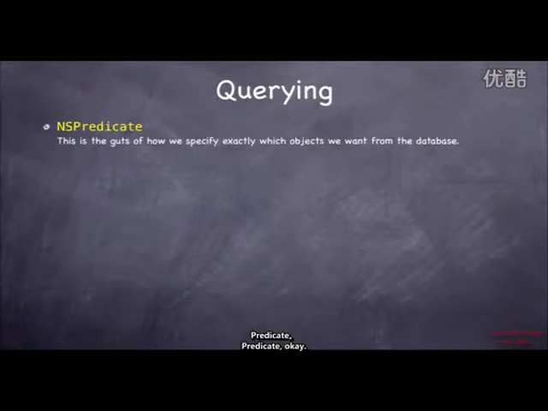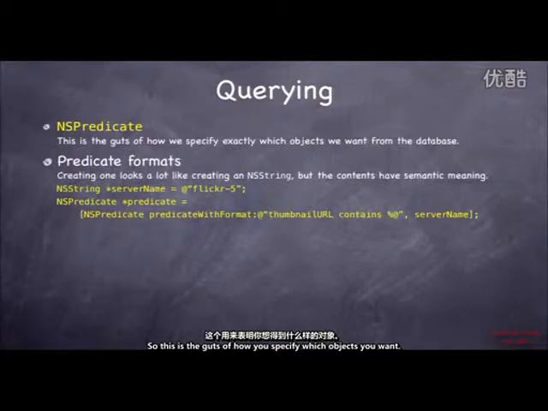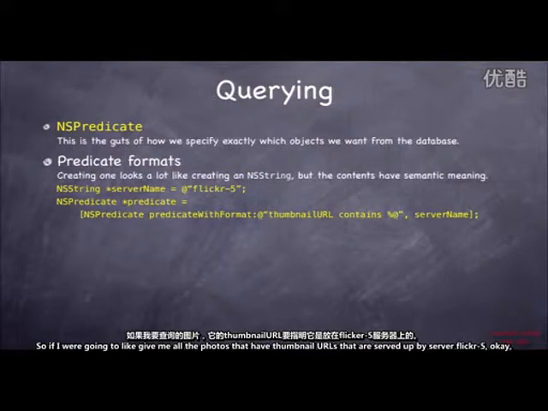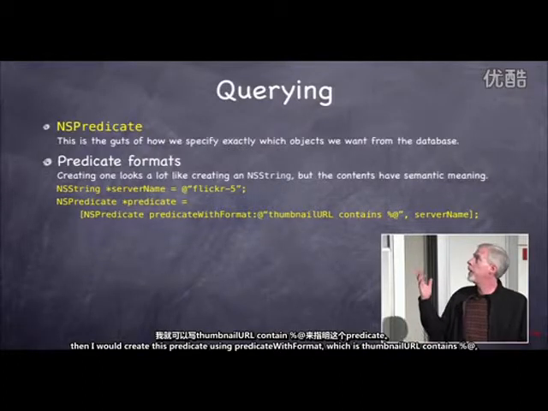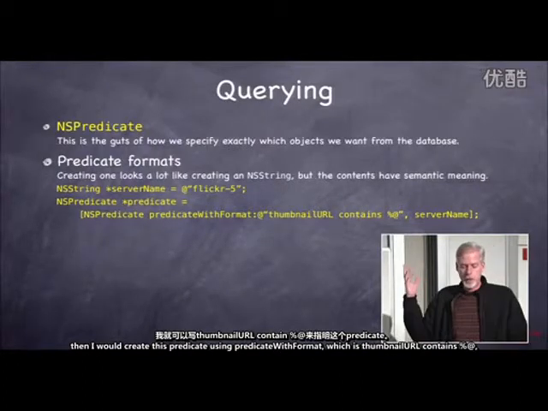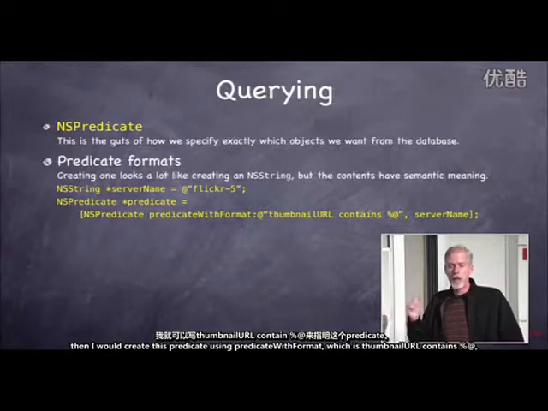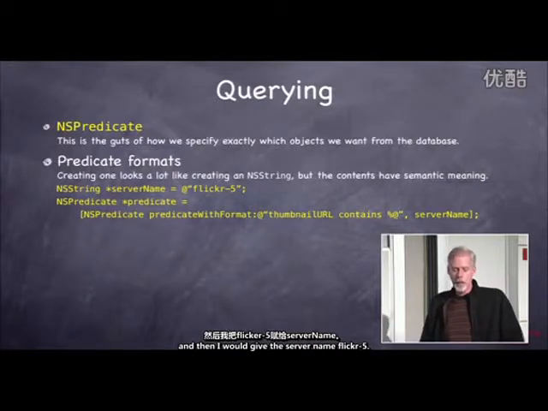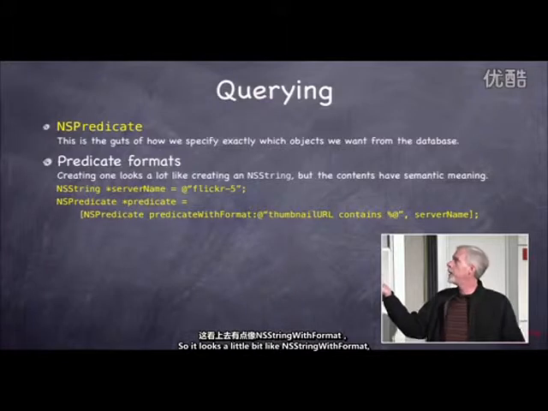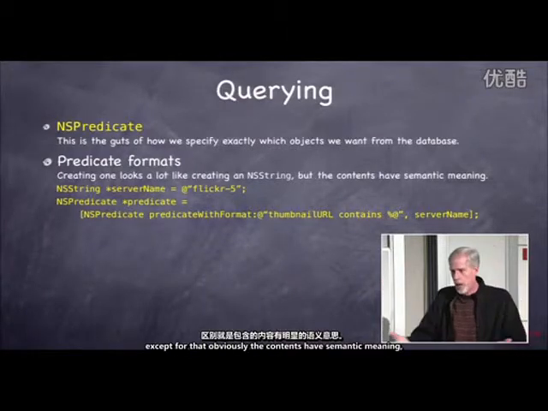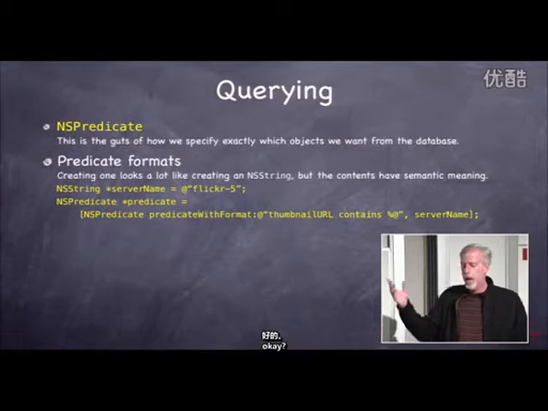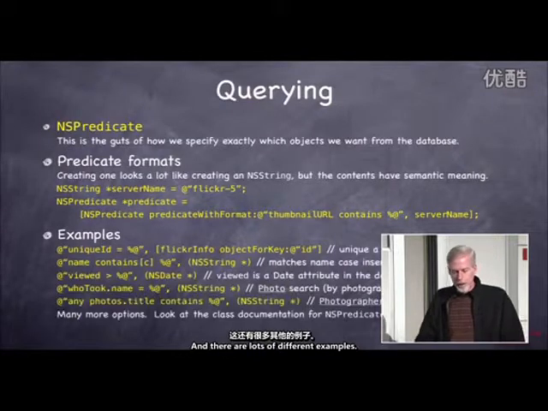Predicate. This is the guts of how you specify which objects you want. So if I were going to say, give me all the photos that have thumbnail URLs that are served up by server Flickr 5, then I would create this predicate using predicate with format, which is thumbnail URL contains %@, and then I would give the server name Flickr 5. So it looks a little bit like NSString with format, and it is very much like that, except that obviously the contents have semantic meaning. And there are lots of different examples.